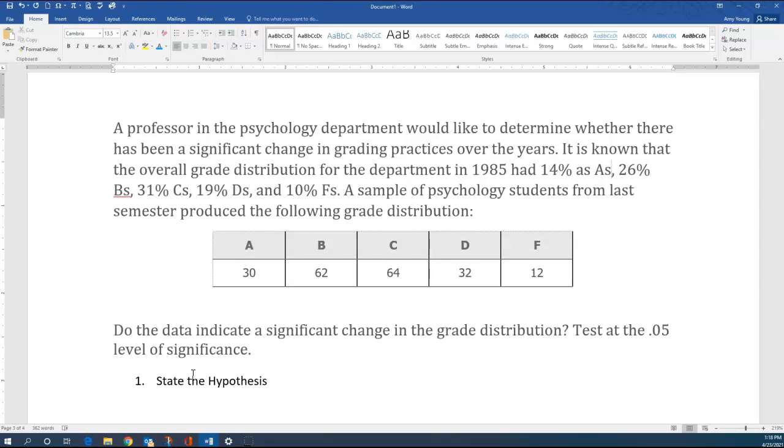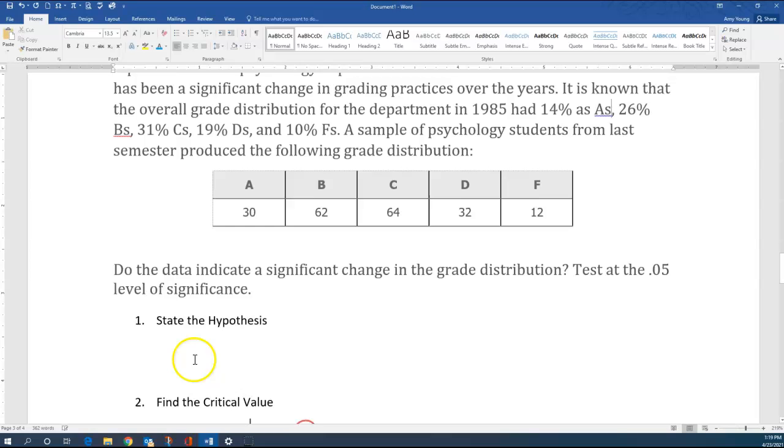So again, we had 14%, 26%, 31%, 19%, and then 10%. And they have a sample of grades from the last semester, and it produced 30 A's, 62 B's, 64 C's, 32 D's, and 12 F's.